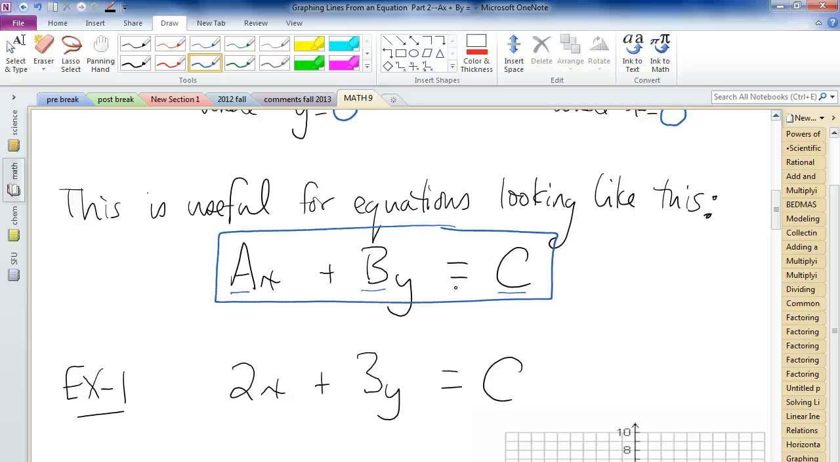Actually, you can use it for other lines as well, but it's usually when you have equations like this that you want to use the method I'm about to show you.